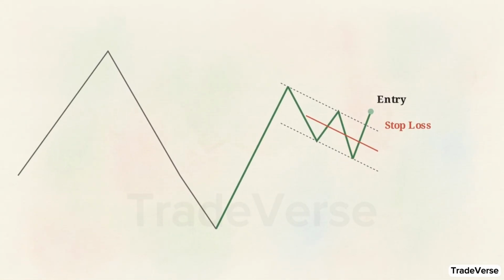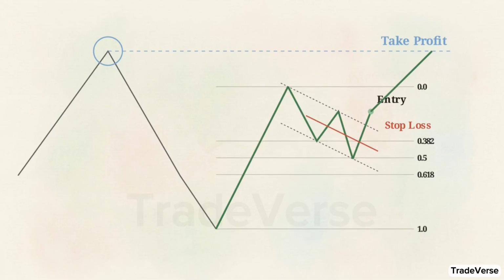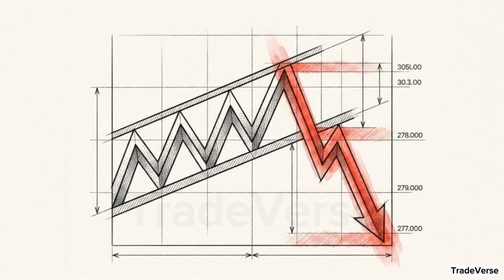To set your take profit, look to the left side of your chart. You are searching for previous structural peaks that align with your target, using historical data to justify your exit. You can validate this flag using a Fibonacci retracement. In high momentum moves, the price should retrace to the 0.382 level or occasionally into the gold zone between the 0.5 and 0.618 lines.